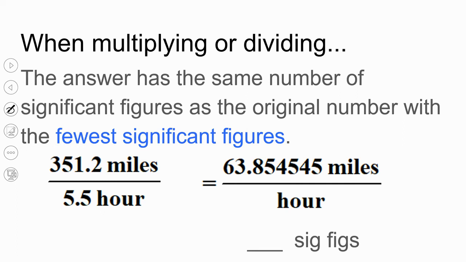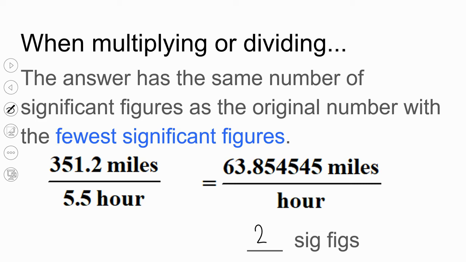How many does this top number have, Miles? How many sig figs? 4, good, we have 4 non-zero numbers, so 4 significant figures. How many down here? 2, good. So our answer has to have the least number. So how many should our answer have? We can only have 2 sig figs.